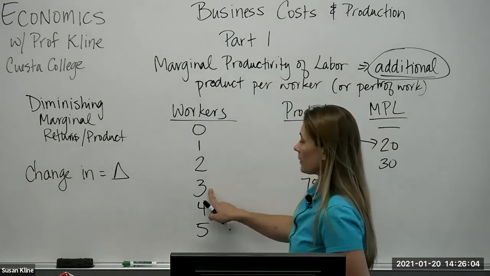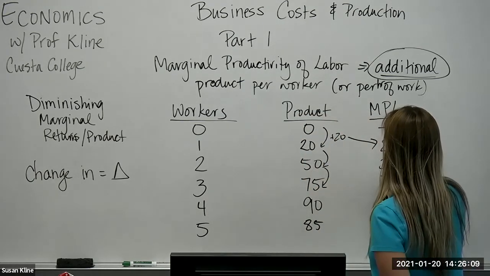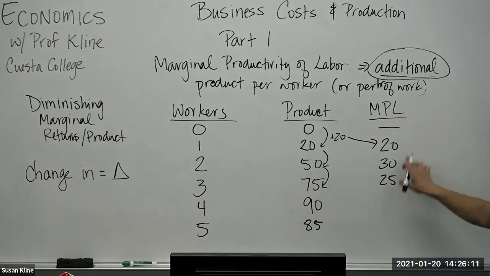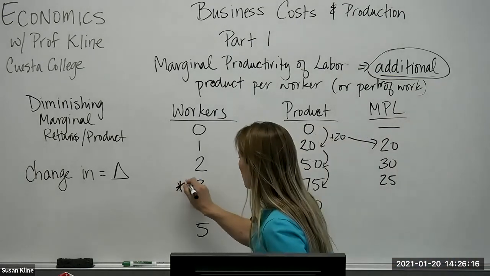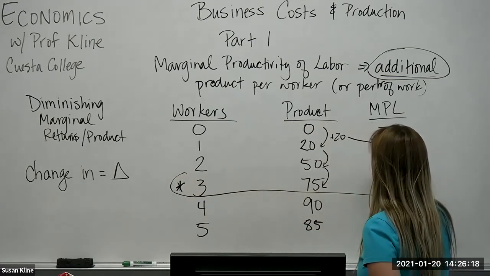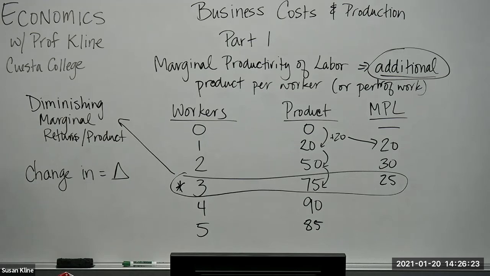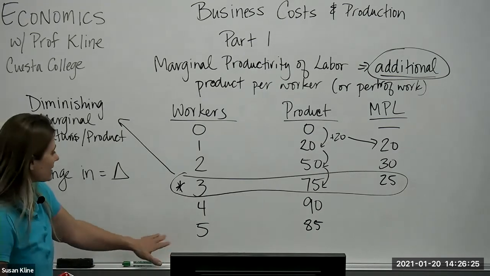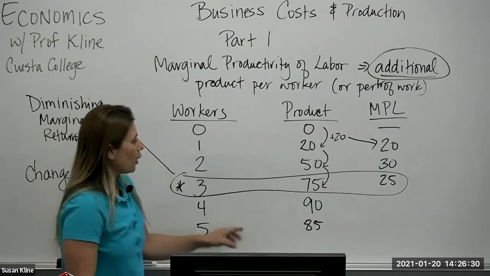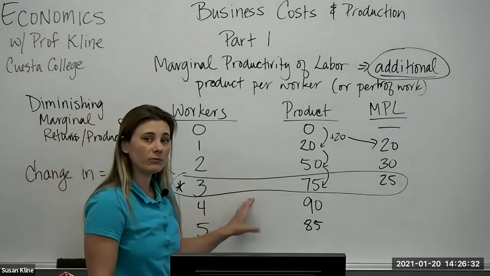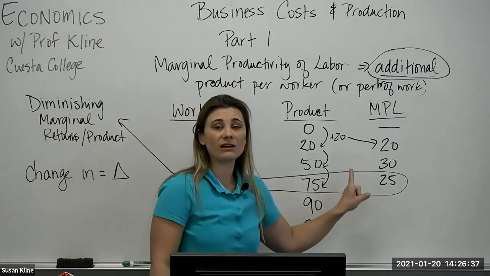When I hired the third person, we went from 50 to 75. The marginal product of labor is now 25. It is at the third worker where we exhibit diminishing marginal returns in this example, right? It's not just when this is negative. When this is negative, this says, hey, you shouldn't hire this person. What we want to realize at hiring the third worker is that they aren't bringing in as much as hiring the second.